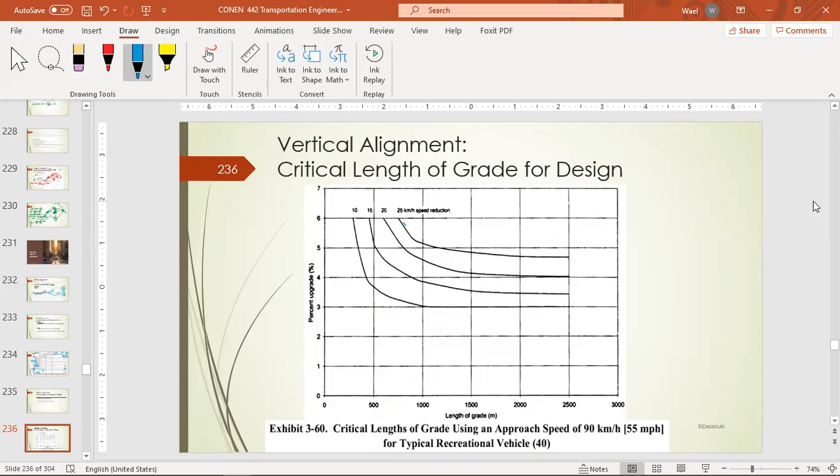For example, if you are having a 5% grade, and the length of the grade in meters is 1500, the drop is going to be almost 25 kilometers per hour. But if the grade length was 500, so we are going to be here, the expected drop is 15 kilometers per hour, and so on.